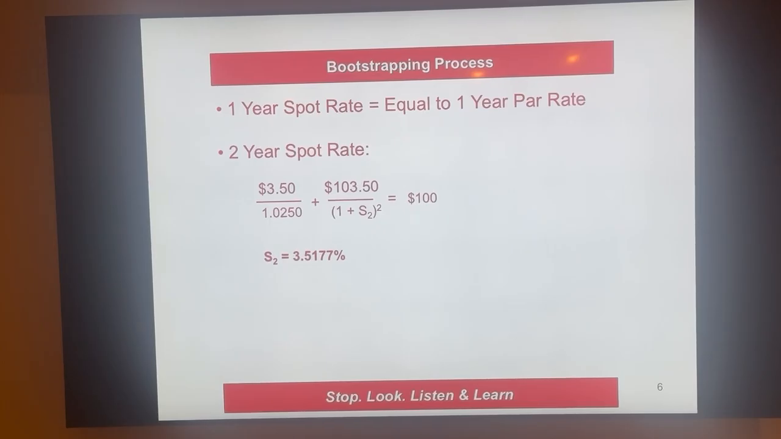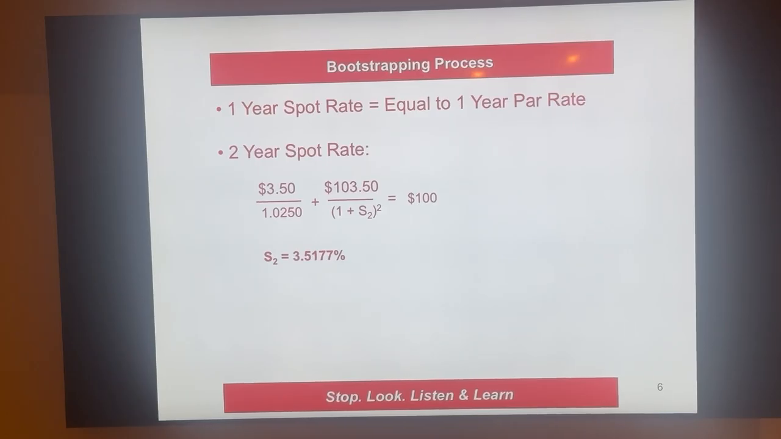And so the 2-year spot rate is equal to 3.5177%. And essentially what you do in order to calculate that rate is you take the amount you get when you divide $3.50 by the 1-year spot rate, which is 1.0250.